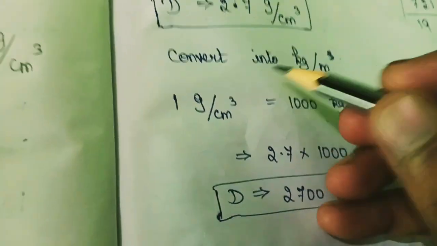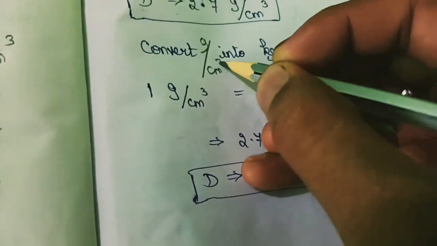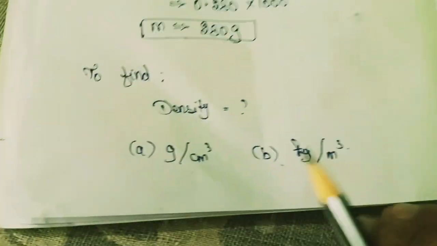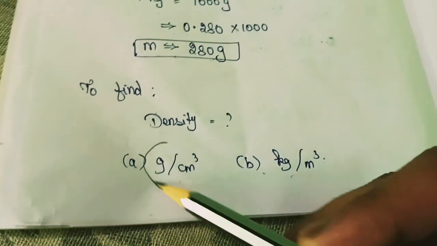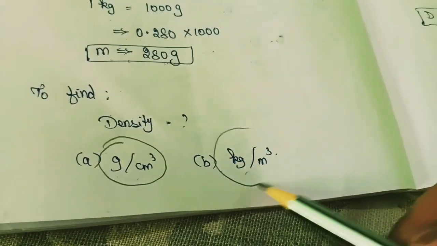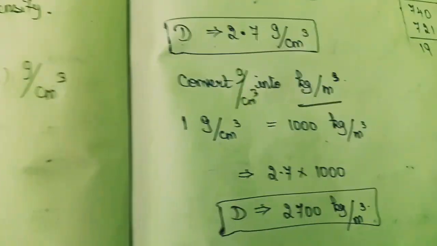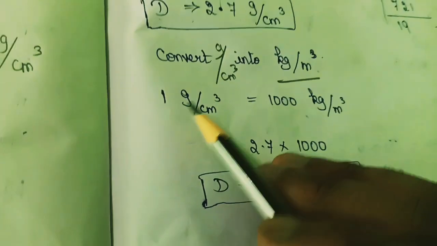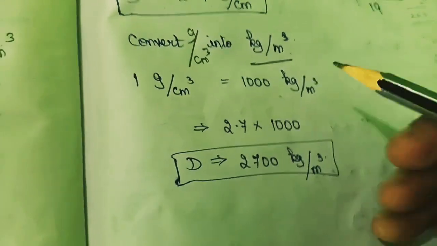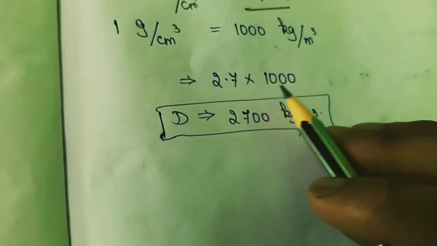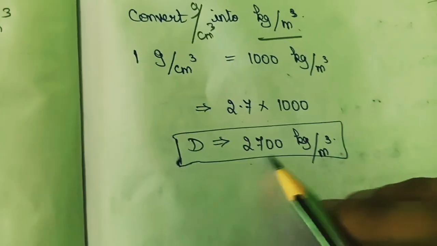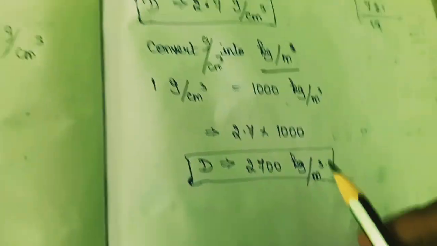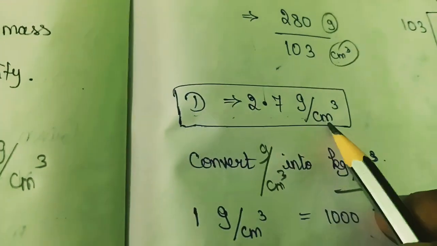Now we are supposed to convert gram by centimeter cube into kilogram by meter cube, because our question wants it in this form also. I have already given a previous video on how to convert gram by centimeter cube to kilogram by meter cube. We are supposed to multiply by 1000. So 2.7 into 1000 is equal to 2700 kilogram by meter cube. So I got it in the form of gram by centimeter cube as well as kilogram by meter cube.